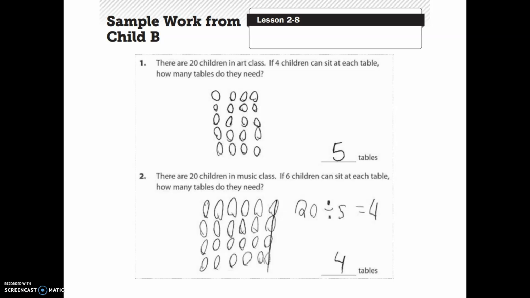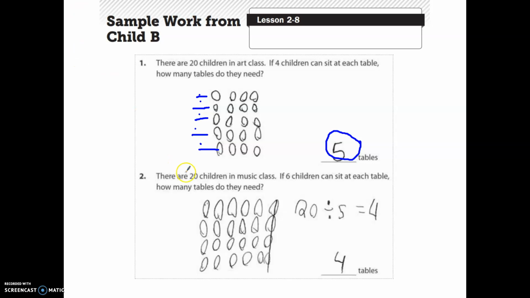The child drew a circle for each child and put 4 circles in a row to show 4 children can sit at one table. So here's a table with 4 right there. Here's a table, here's a table, here's a table, and here's a table. 4 kids at each table. So we need 1, 2, 3, 4, 5 tables. Yep, same answer. Now here, there are 20 children in the music class. And if 6 children can sit at each table, how many tables do they need? Same problem, but a different representation to get the answer.